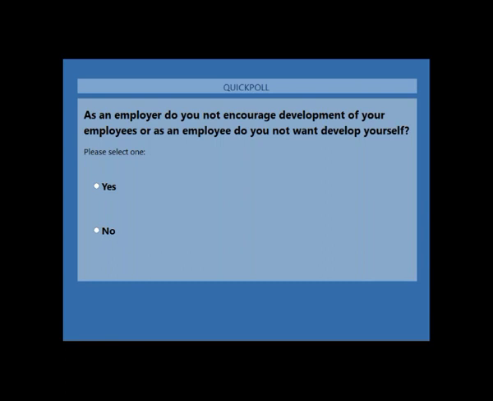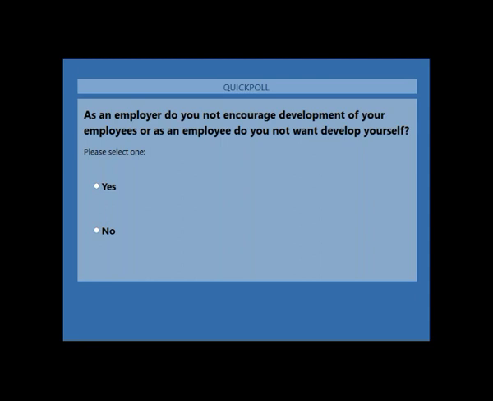So, as an employer, do you encourage development of your employees? Forget about CPD, forget about everything, guys. Or, as an employee, do you want to develop yourself further? I'll repeat it. As an employer, do you not encourage development of your employees? Do you not say to your guys, hey guys, I want you to learn how to solder? We had a whole discussion today about soldering. We train people on soldering, but they still don't do soldering. I don't know. It's crazy, that one. But we want to develop our employees further because it makes our business better, it makes our lives easier, and it benefits the employee himself.